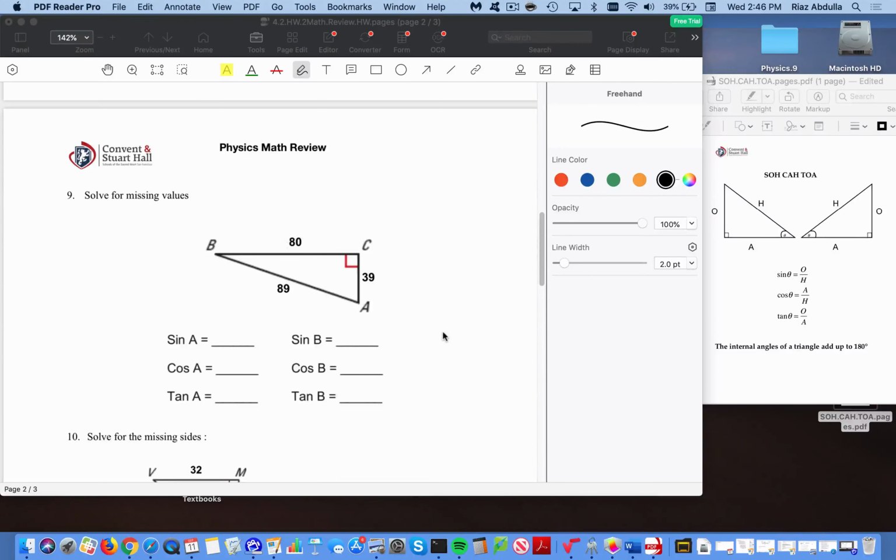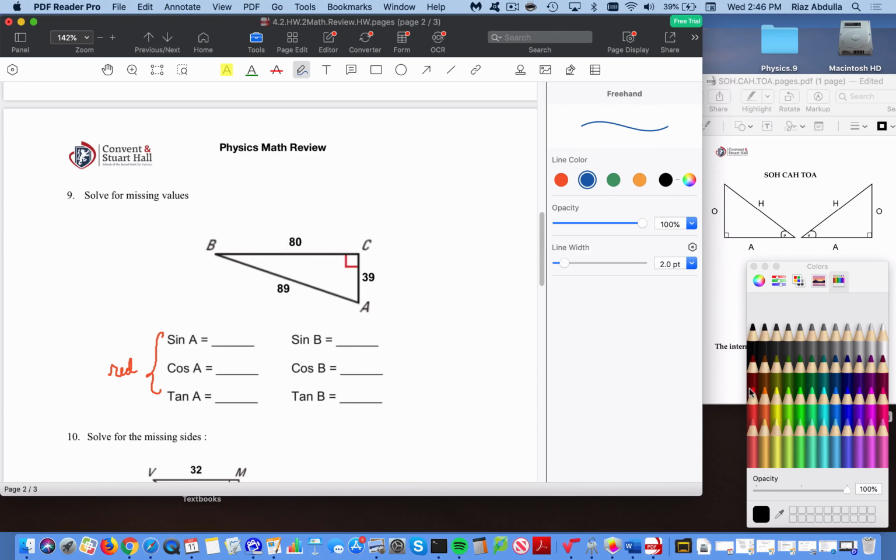We're now going to do page 2 of the practice exam, and I'm going to be careful about how I label my colors. So the first thing is we're going to do all of the sine of A stuff in red. And we're going to do all of the sine of B stuff in blue.